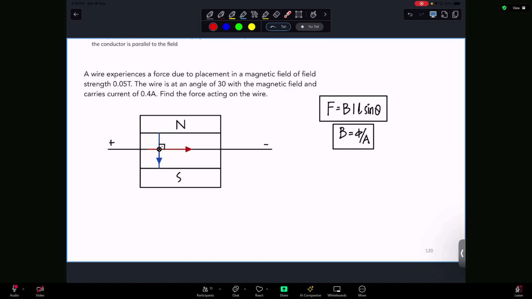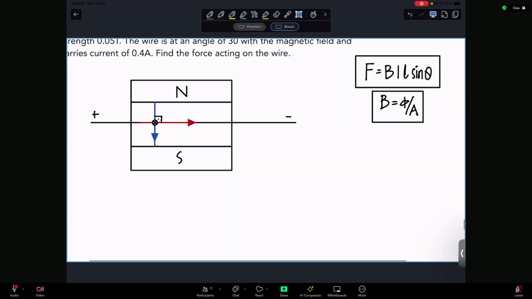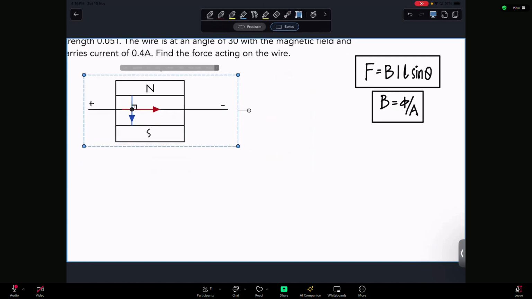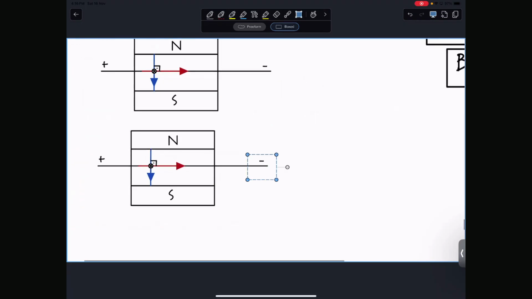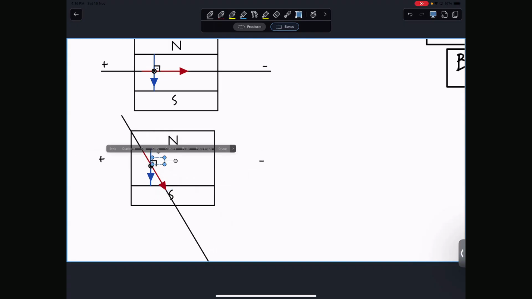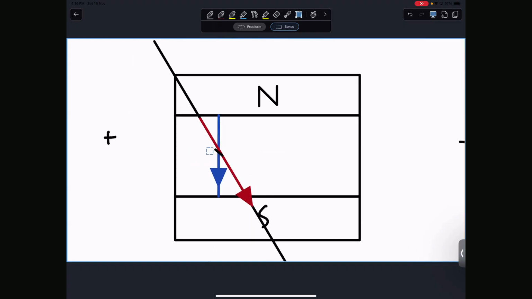What is the force acting on the wire? So how do you visualize this? In the exam, they'll give you this question and you have to come up with the picture yourself, right? They said that the magnetic field and the wire happen to be at a 30-degree angle. So that would mean that this wire is like this. And the angle here is not what anymore?